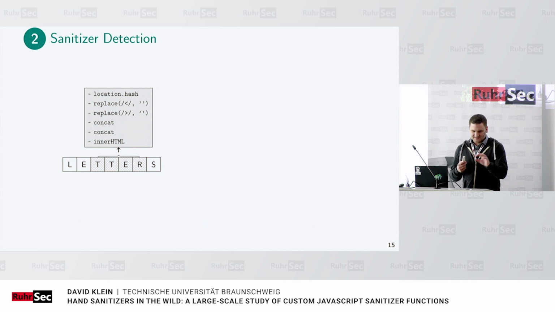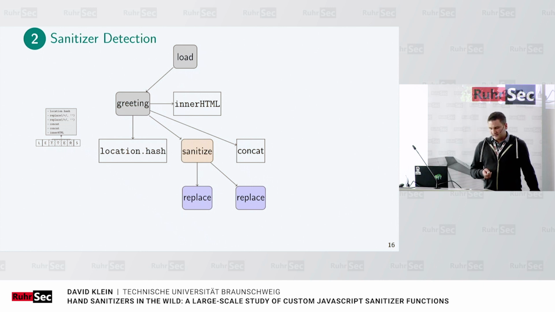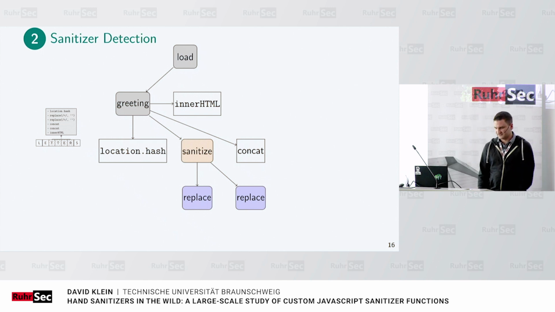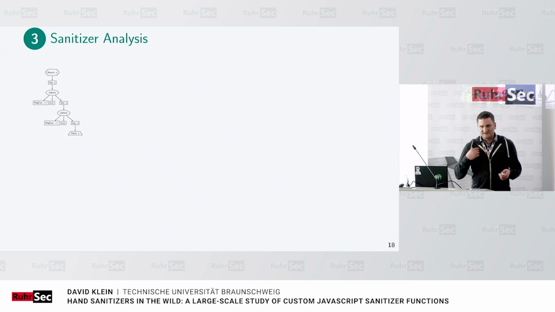Now we wanted to extract the part which does the sanitization, and we reconstructed the call graph from this taint flow, and then tried to see what's the sanitization function and focus simply on that, to not analyze the whole application logic, because then it would be completely infeasible to run it. And then we transformed it into an abstract representation, which is then the input for the analysis step. And here the question is: is the sanitizer actually secure?